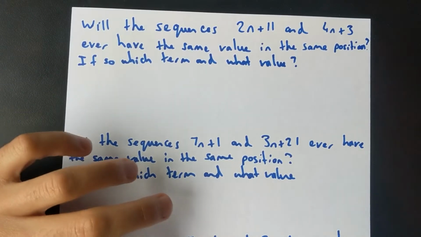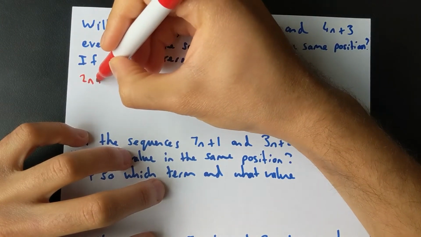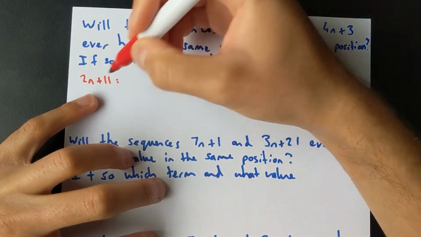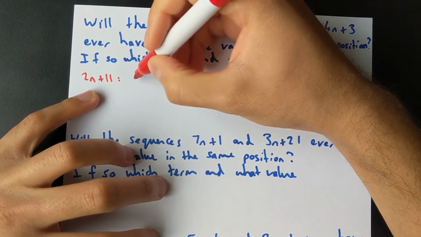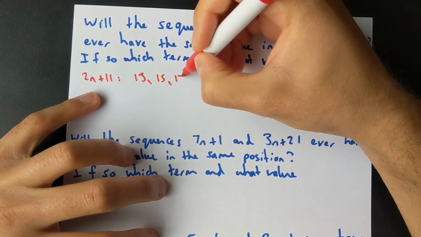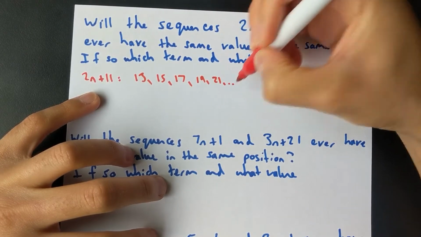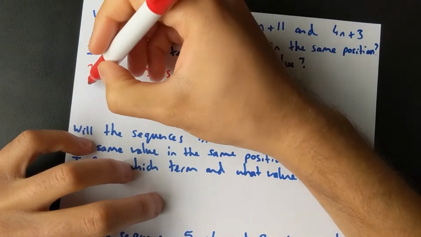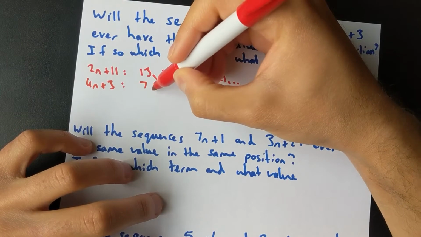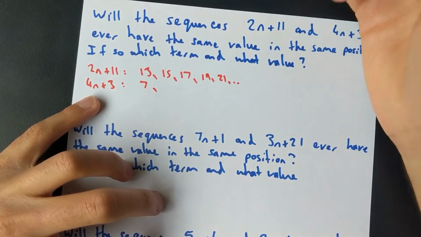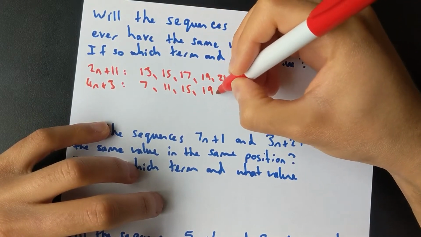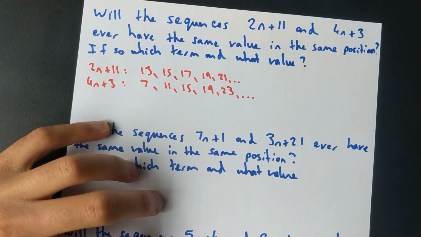Now I'm going to do this the slow way first, just so it's very clear what I mean. So 2n plus 11, if I substitute in 1 for n, that's 2 times 1 add 11. My first term is going to be 13, and then 15, 17, 19, 21, and so on. It keeps going forever. 4n plus 3, if I substitute in 1, would give me 7. Substituting in 2 would give me 11, then 15, 19, 23, and so on.